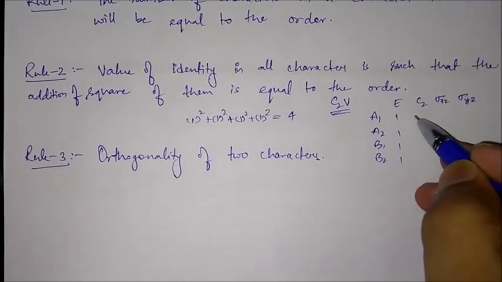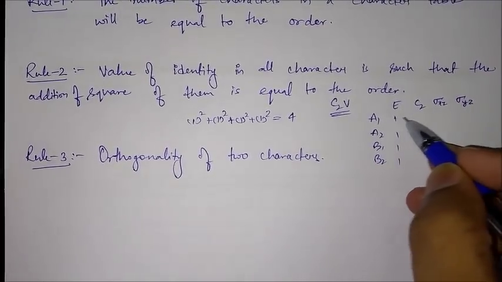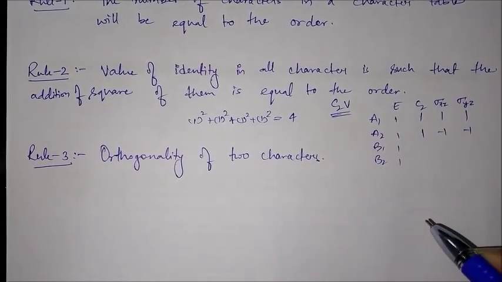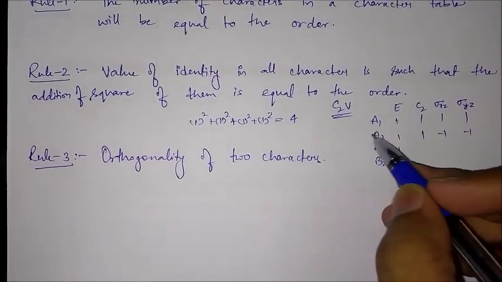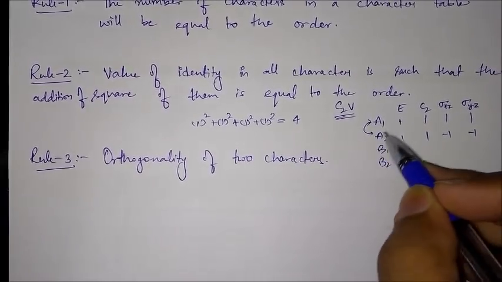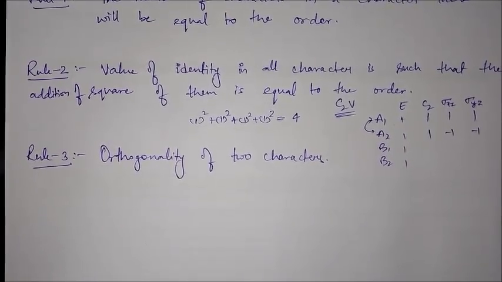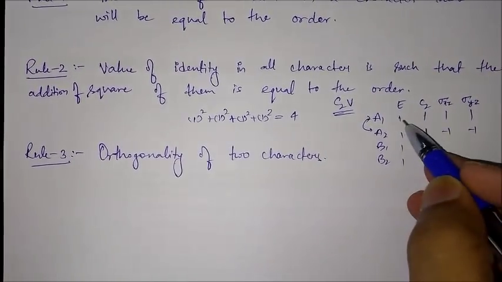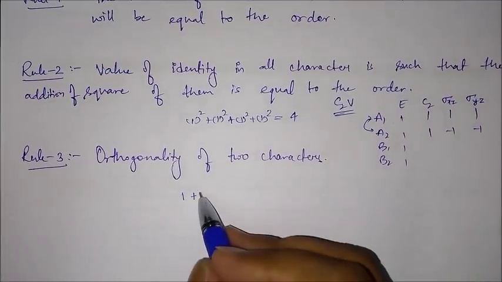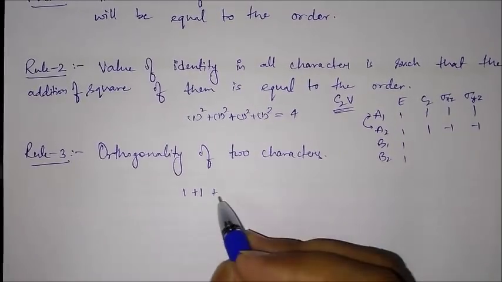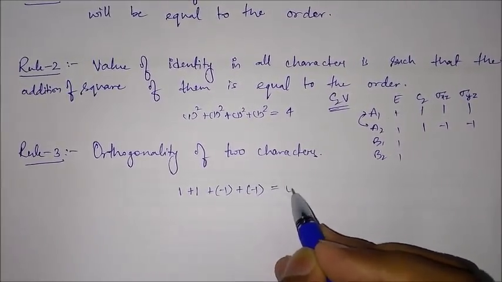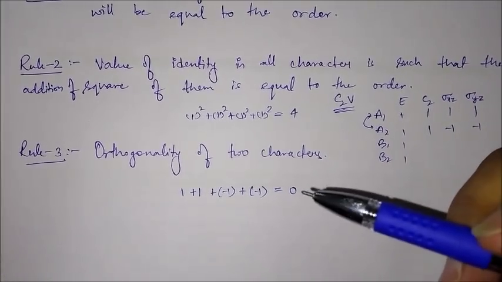It means that we have two characters, let's say A1 and A2. It says that if two characters are multiplied, they are orthogonal to each other. Means if we multiply the values of these two characters, we will get 0. How? Let's verify this. So 1 into 1 will be 1, plus 1 into 1 will be 1, plus 1 into minus 1 will give you minus 1, plus 1 into minus 1 will give you minus 1, so you will end up getting 0. So this is the orthogonality of two characters.